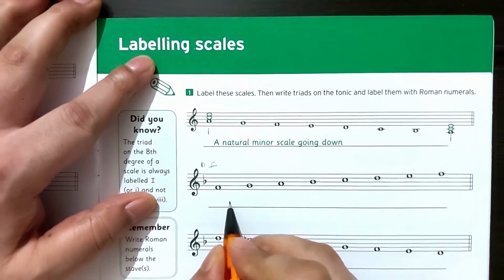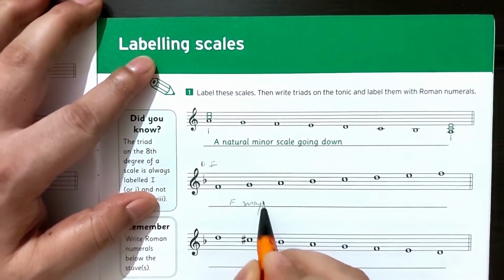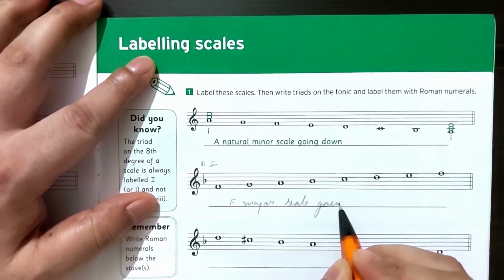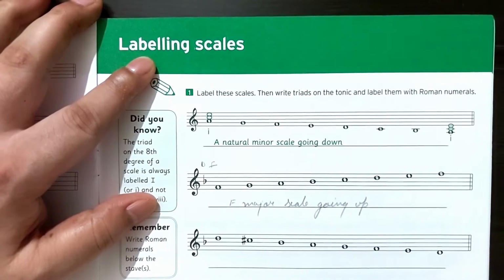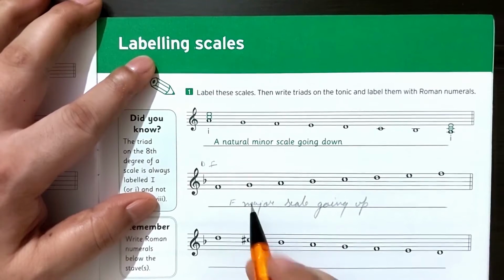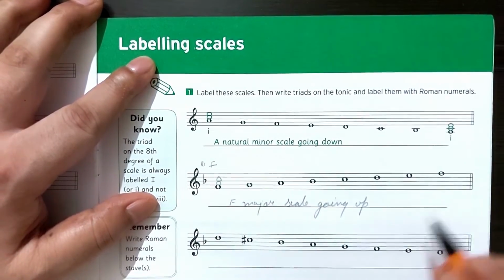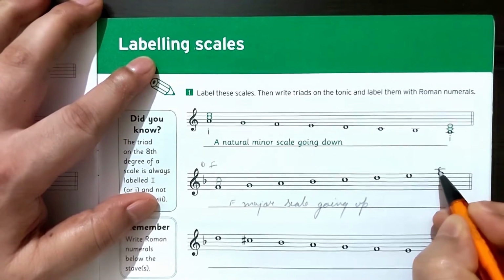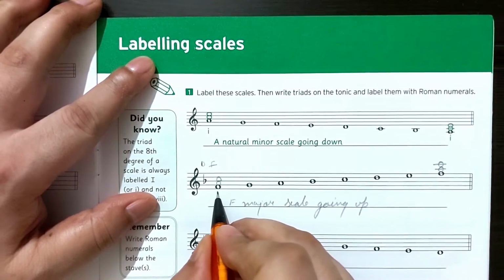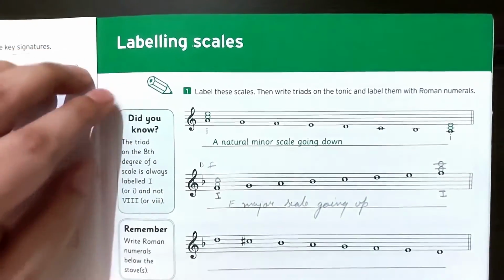So this is our F major scale going up. Okay, now we got this one. Now let's make the triad. We make the first, third and fifth degree. Here first degree, then we make the third degree and then the fifth degree. Okay, and we represent it with a Roman numeral. We finish it here.